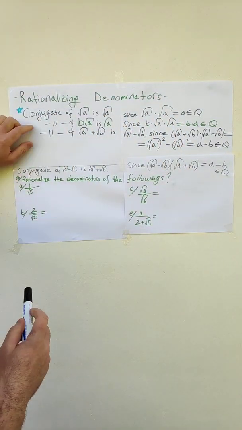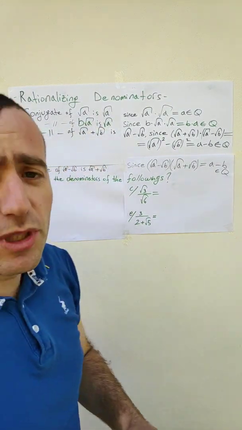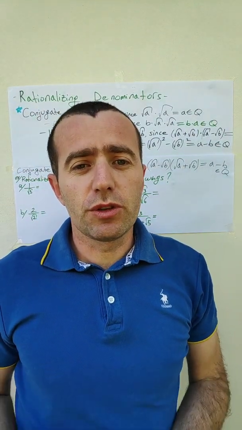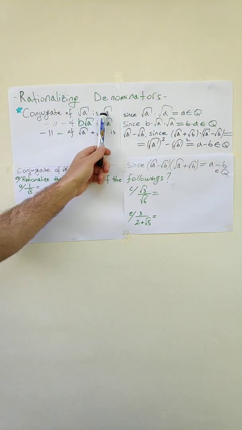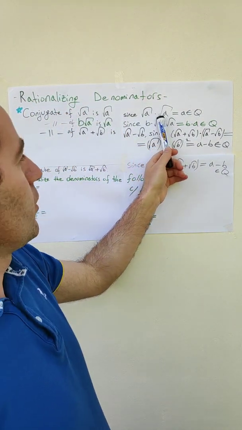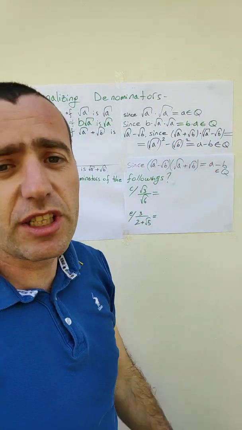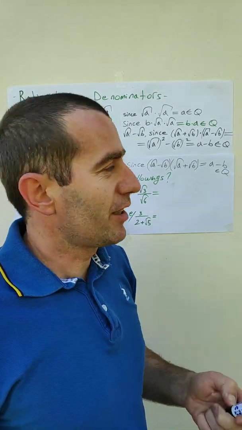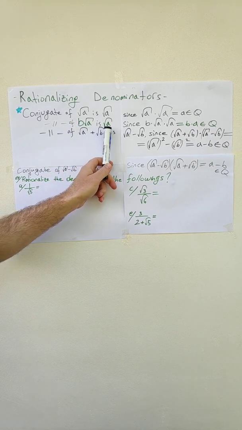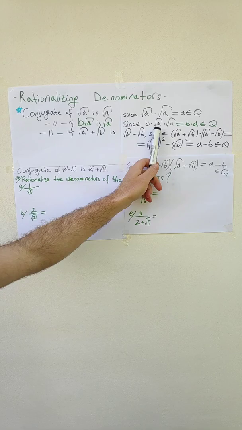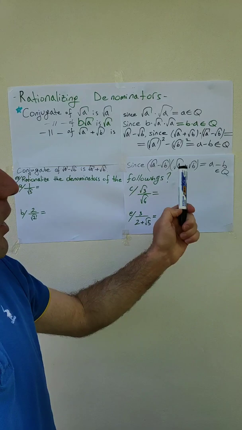So, the conjugate of square root of a is square root of a. Conjugate means a suitable number, to find a suitable number to rationalize it. The multiplication of these numbers gives a rational number, gives a rational denominator. The conjugate of b times square root of a is square root of a again, because when we multiply together we obtain again a rational number.